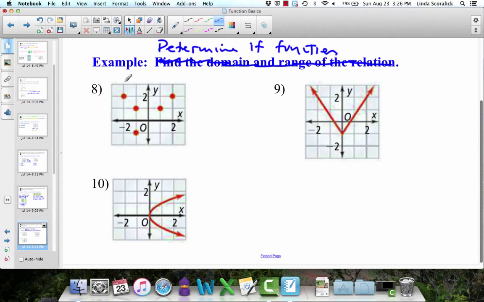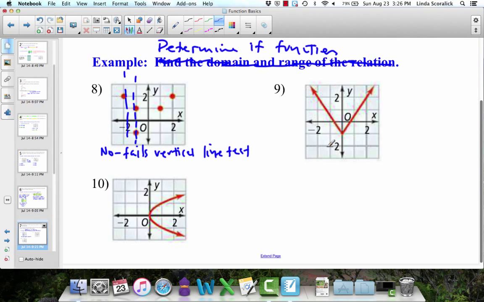So for number 8, what we want to do is take these points and test them out. If we draw a vertical line, do we ever hit more than one point? And we do right here. This vertical line right here went through both of these points. So this is not a function. And we can very simply say that it fails the vertical line test.